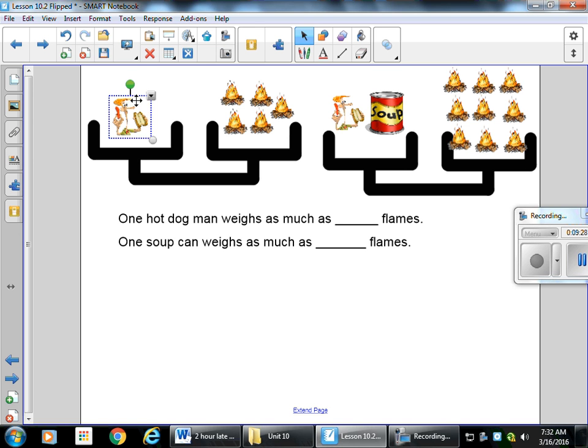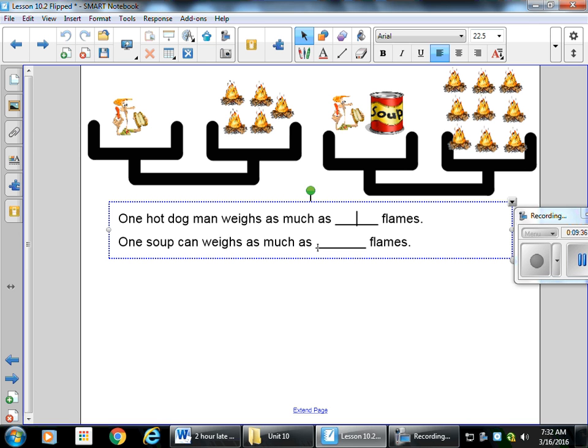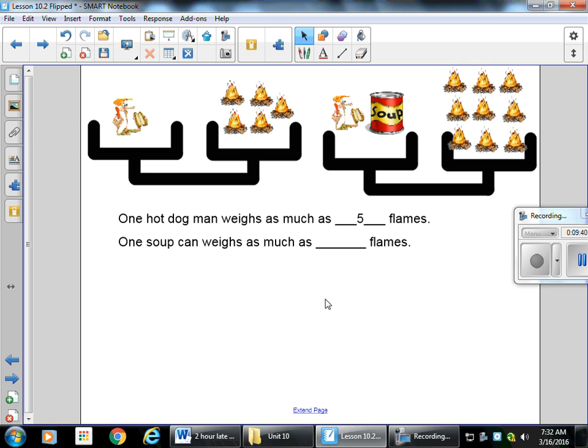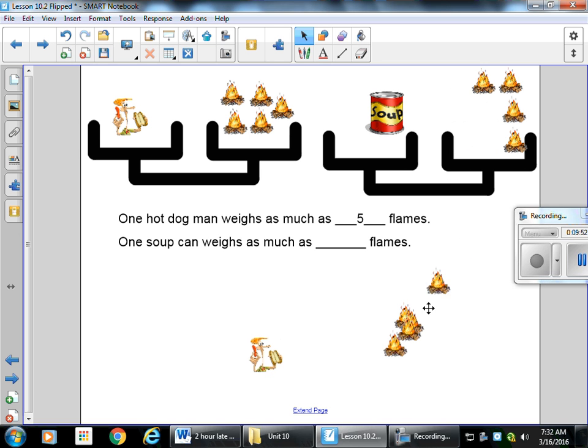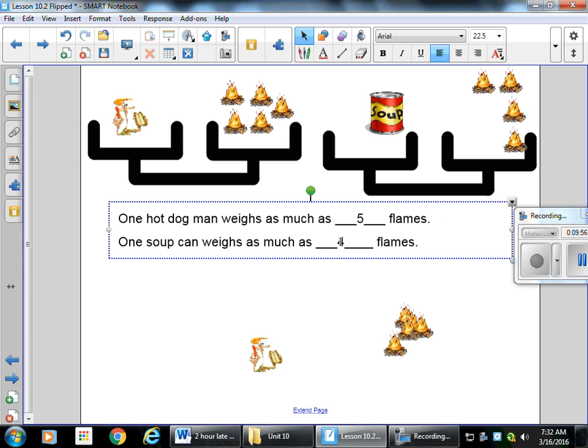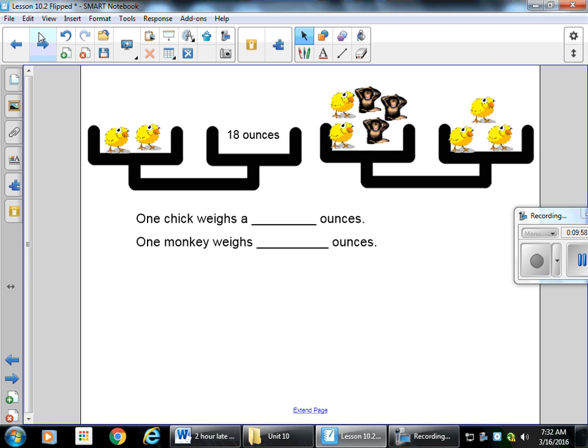We know that this guy right here weighs the same as 5 fireplaces. So 1 hot dog weighs as much as how many flames? 1 hot dog man weighs the same as, well, this one's obvious, 5. So 1 soup can weighs as much as how many flames? Well, what do we know? We know this guy right here weighs the same as 5. So if I get rid of this hot dog man, I have to get rid of 5 fireplaces. So that means this can of soup weighs the same as 4 flames.